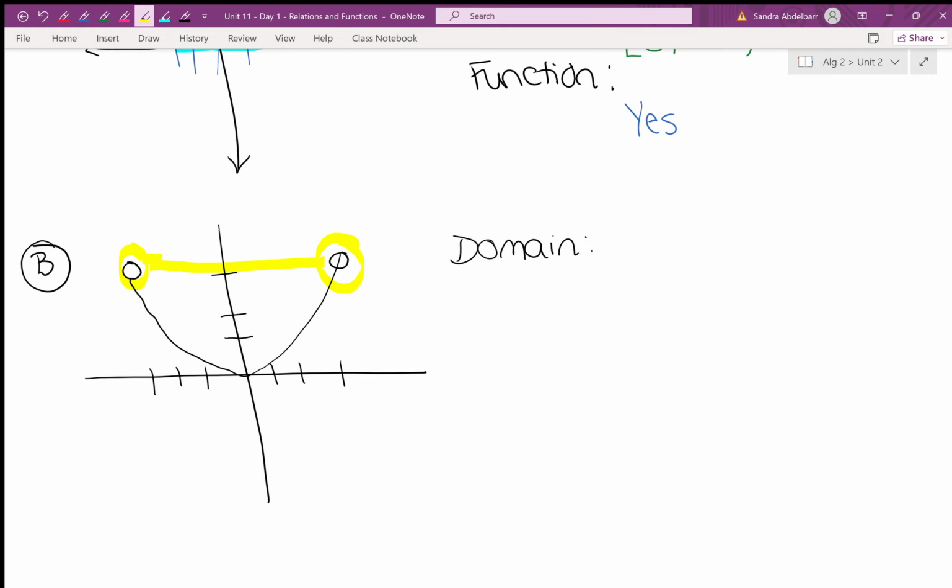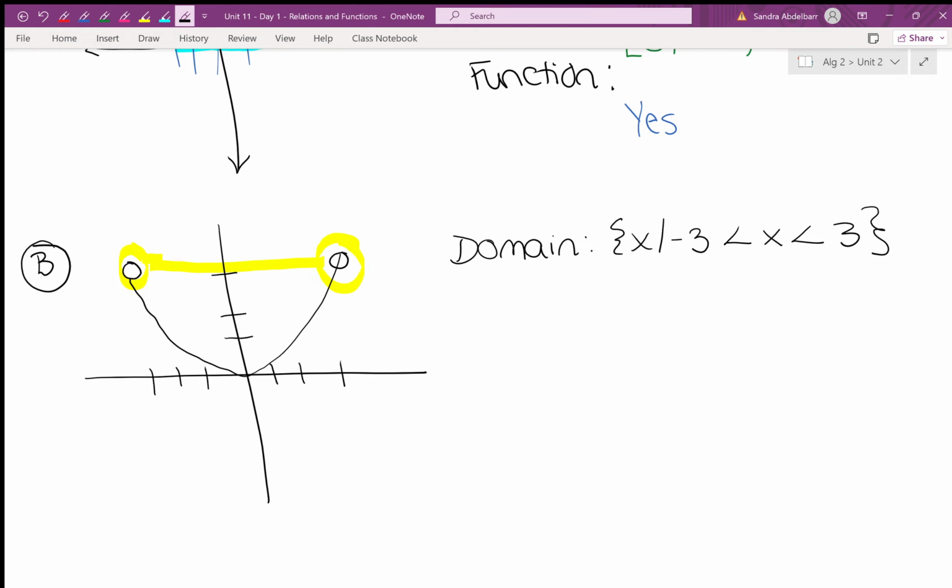If I'm writing this in set notation, we're going to say x such that negative 3 is less than x, which is less than 3. I didn't put the equal sign, less than or equal to, because they're open circles.